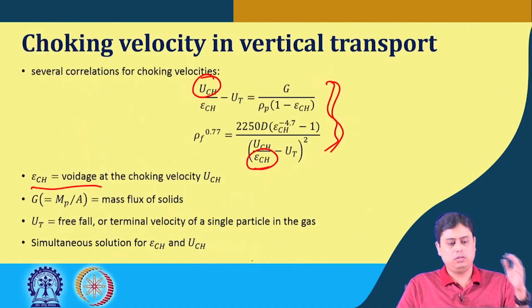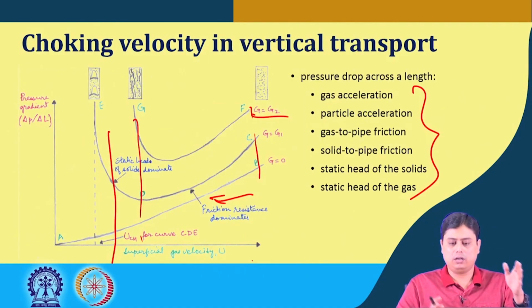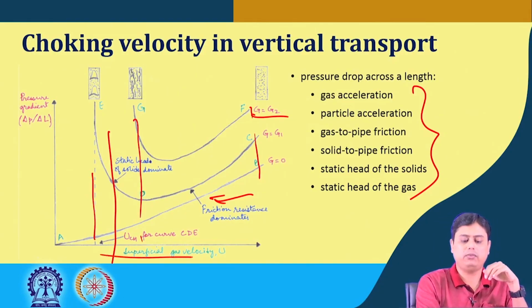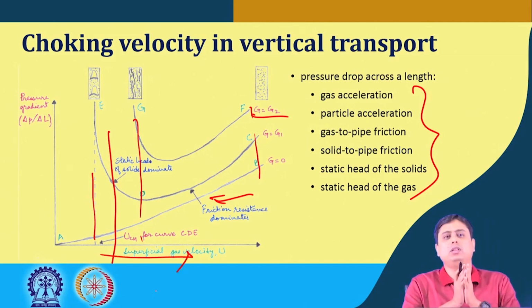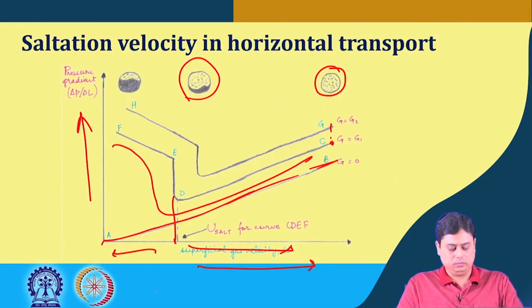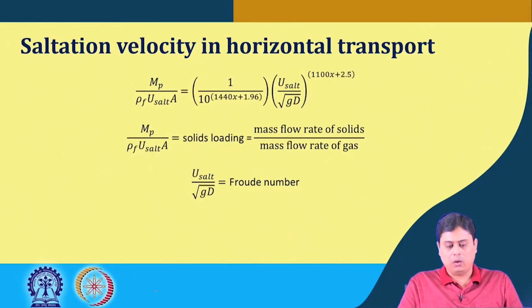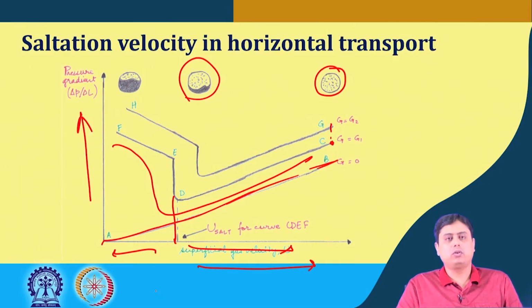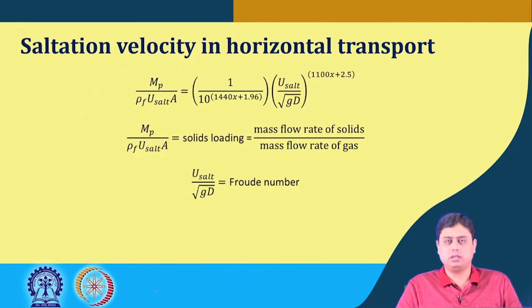In case of choking velocity, or the vertical transport, choking velocity is what demarcates between the dilute phase transport and the dense phase transport. Now similar to this choking velocity calculation in the vertical transport, there are several correlations for the saltation velocity.